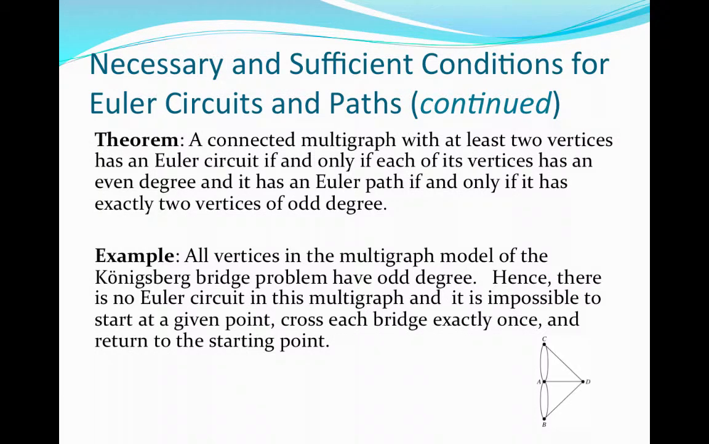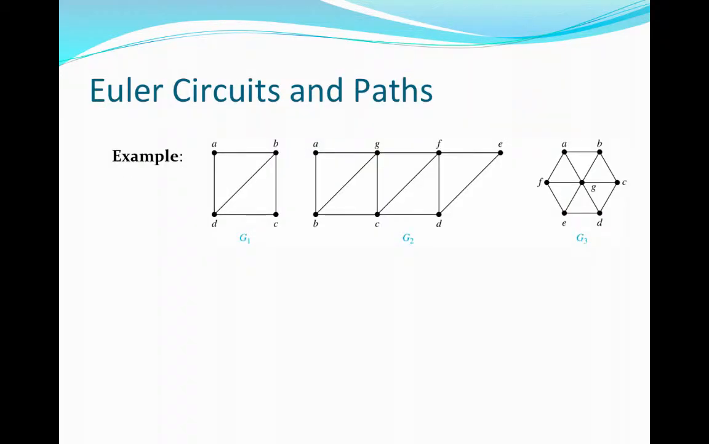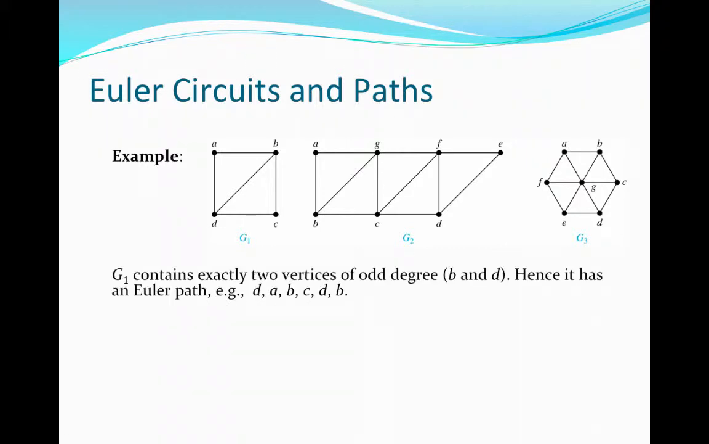Okay, let's look at some other examples of graphs to be able to apply this theorem and see whether they have Euler circuits or Euler paths. So looking at G1, notice that vertices B and D both have a degree of 3, where C and A have degree 2. Since this graph has two vertices of odd degree, we know that it has an Euler path, but no Euler circuit.